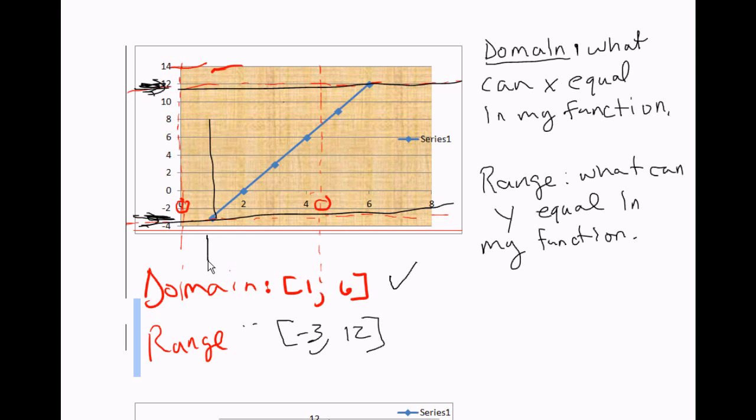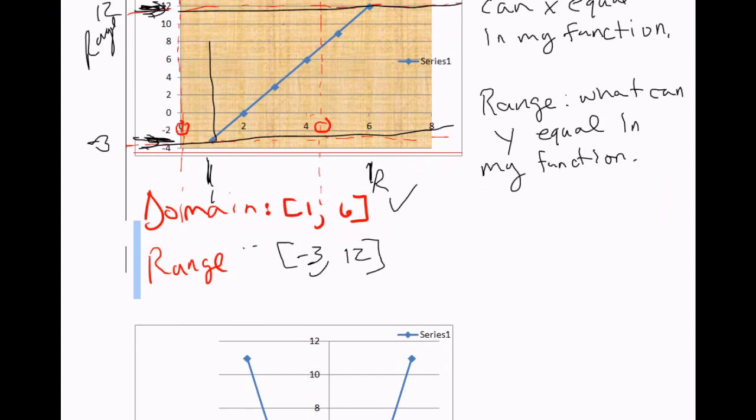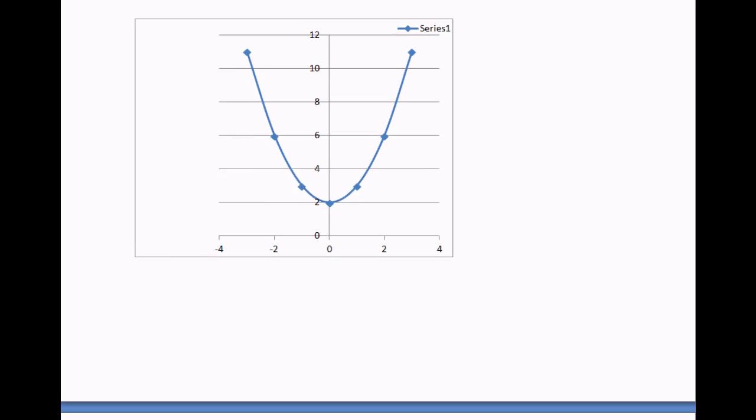So my domain is where the x starts here and it ends here, between 1 and 6. Range is about the y. It starts at negative 3 and ends at positive 12. Domain starts at 1 and ends at 6. Domain is where my x is at. Range is the area where my y's are at.